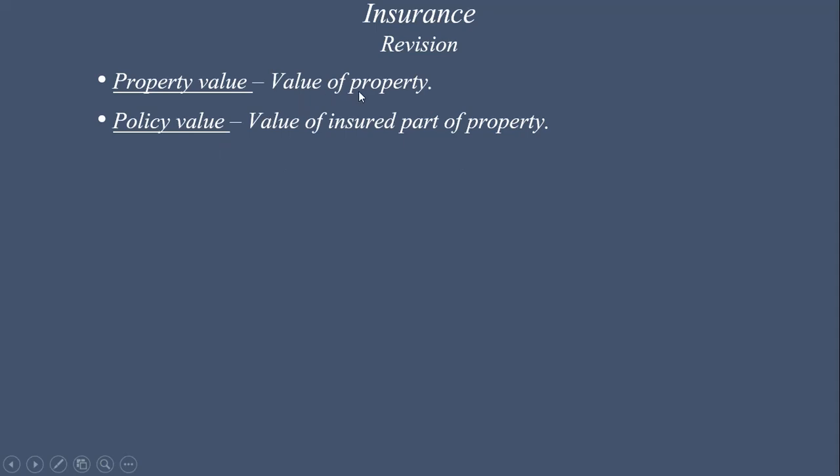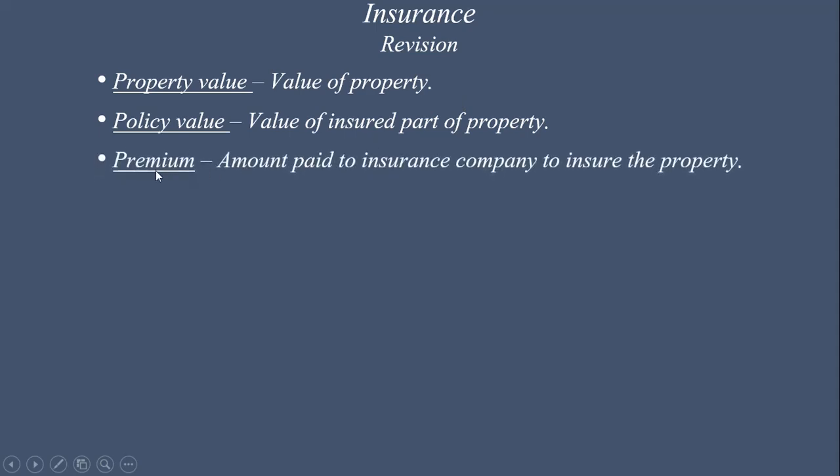Sometimes the whole property is insured. In that case, policy value is equal to property value. But in some cases, only part of the property is insured. So, we can calculate policy value from property value. For example, if 80% of the property is insured, then 80% of the property value is the policy value.